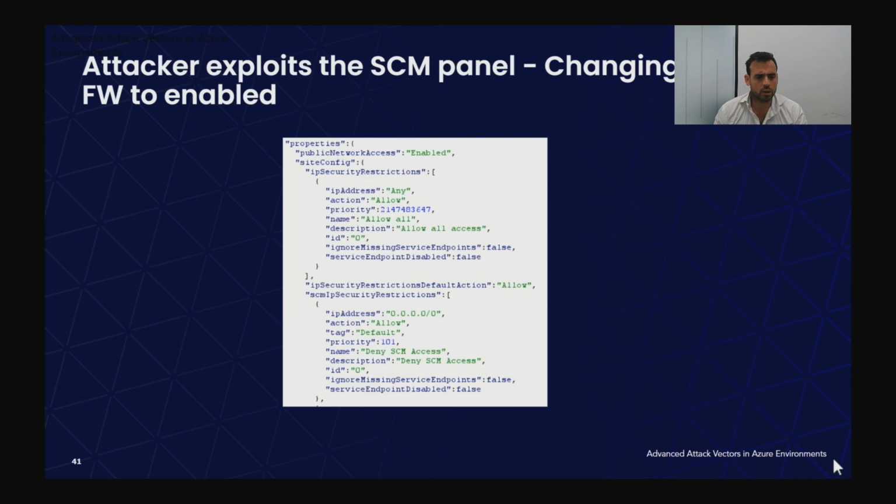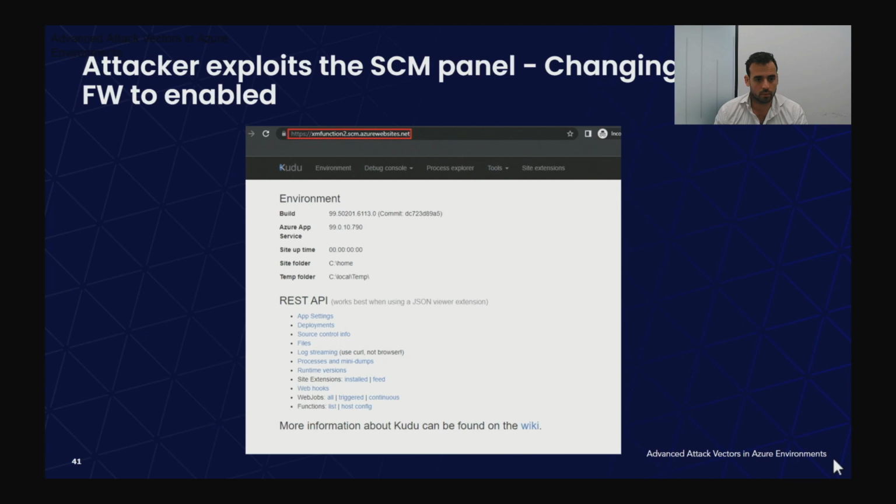The attacker then changes the current SCM IP security restriction from deny to allow, meaning that anybody who has the correct credentials to access the SCM will be able to access it from anywhere, from any IP address. As you can see, the attacker can now successfully access the Kudu, or SCM, administrative panel of that function.